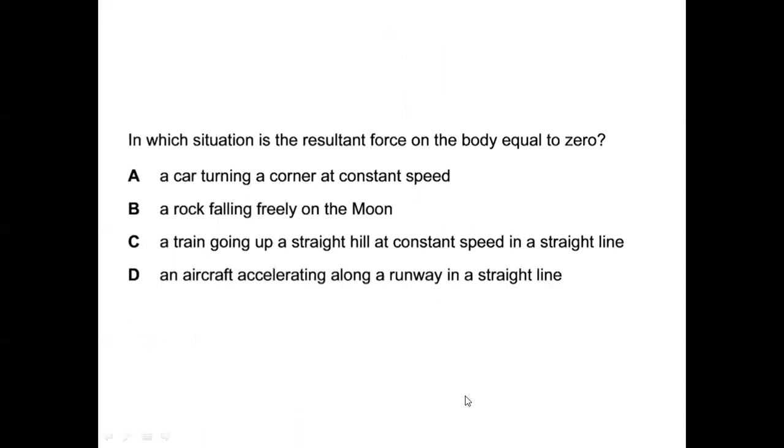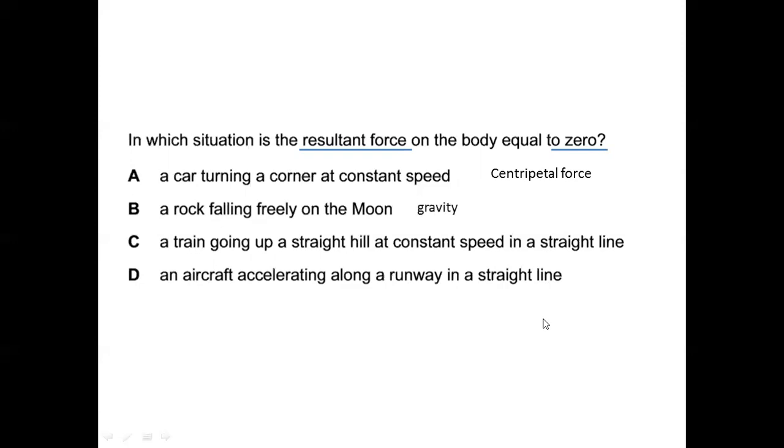Next, in which situation is the resultant force on the body equal to 0? Looking at the choices, we have the following. First, in letter A, a car turning a corner at constant speed. Now, when an object turns on a curve or traces a circular path, that means there is a centripetal force. And centripetal force is a resultant force.